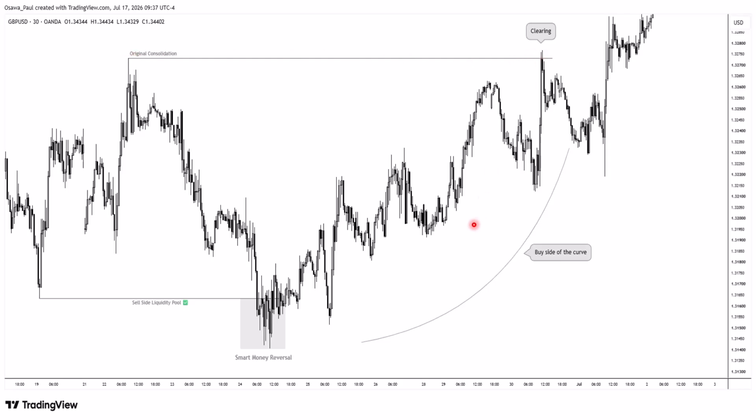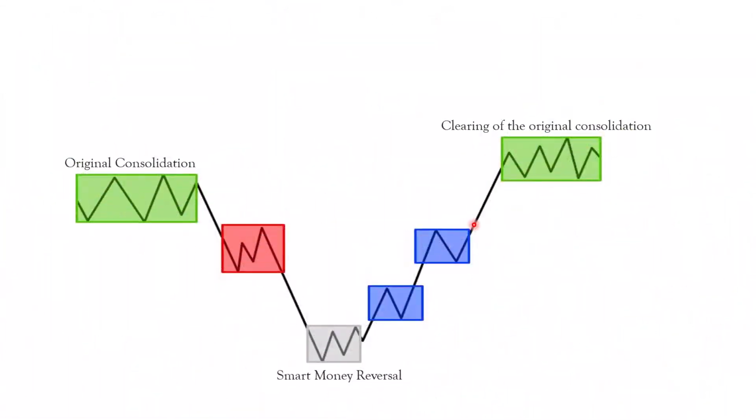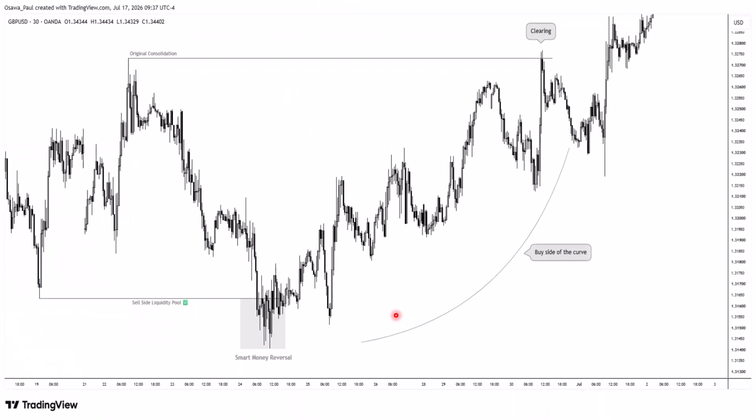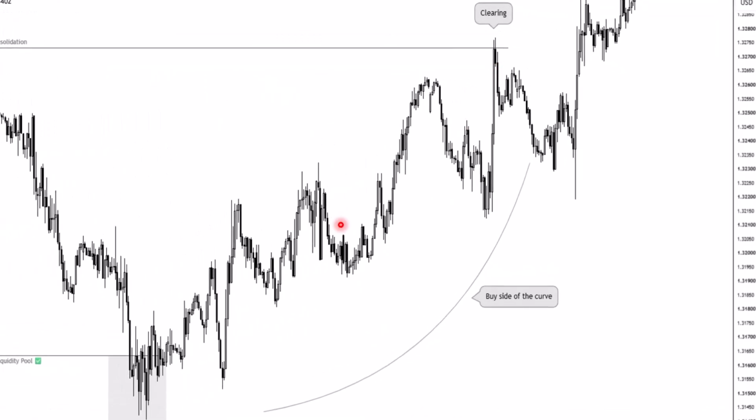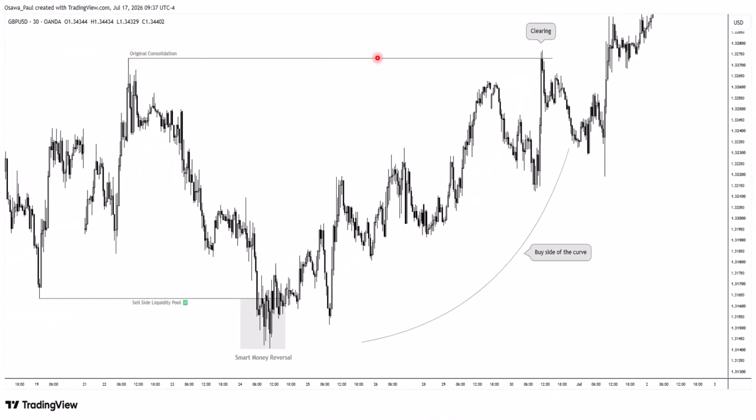And you can see clearly that it resembles this particular pattern. So we're going to work on that particular side of the marketplace, the buy side, targeting buys now, with the anticipation that this particular original consolidation will be cleared. Once it has been cleared over here, close your positions.